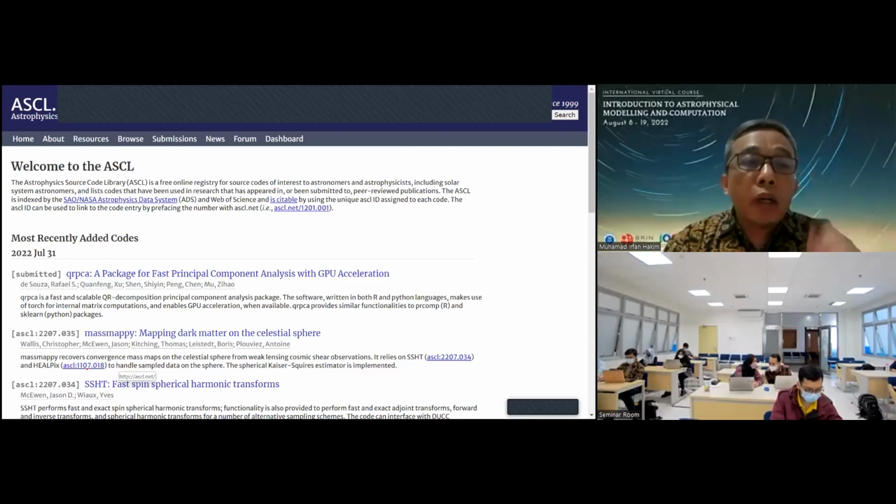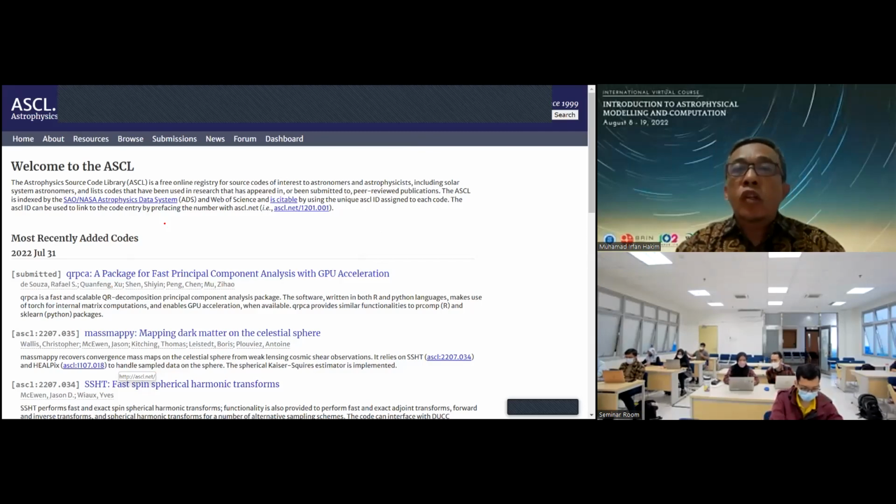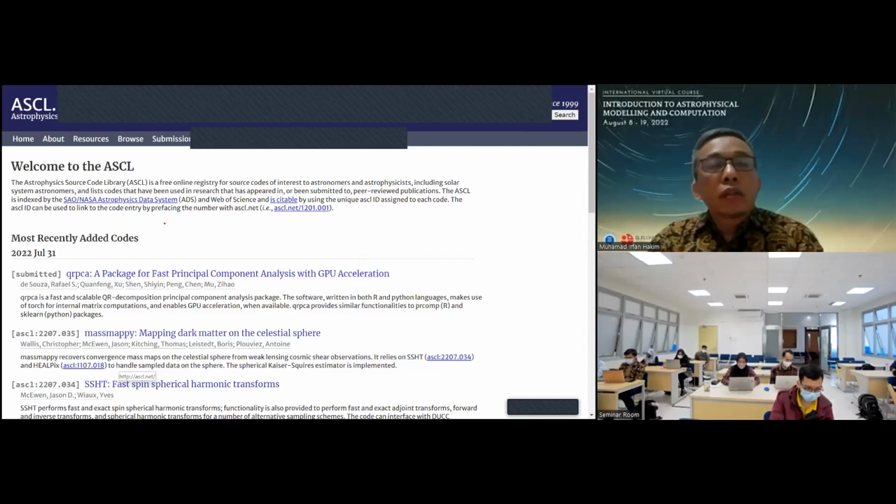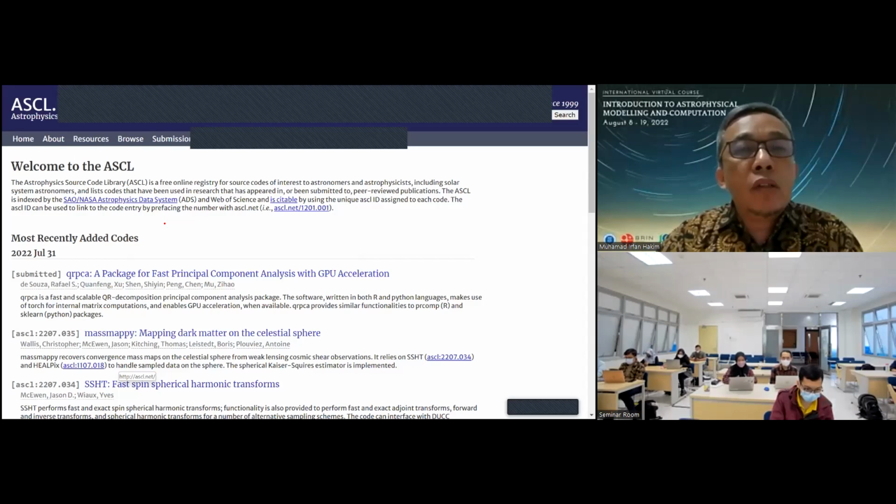Some of you may recognize this website. This is the Astrophysical Source Code Library. So you can search many codes dealing with astrophysical modeling or simulation.